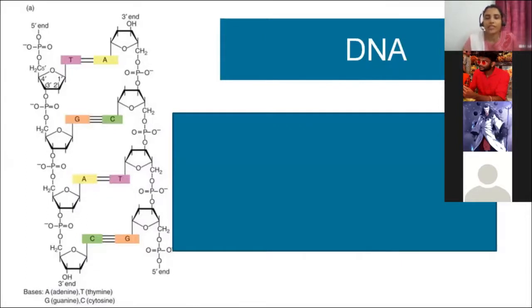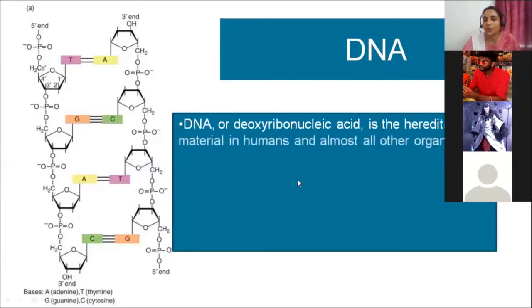First we will see about DNA. Once you choose biotechnology, the major topic that always comes around everywhere is DNA. So what is DNA? DNA is nothing but deoxyribonucleic acid, which is the hereditary material in humans and almost all the other organisms.